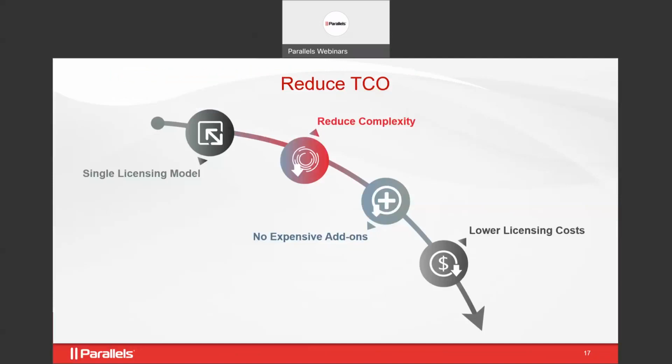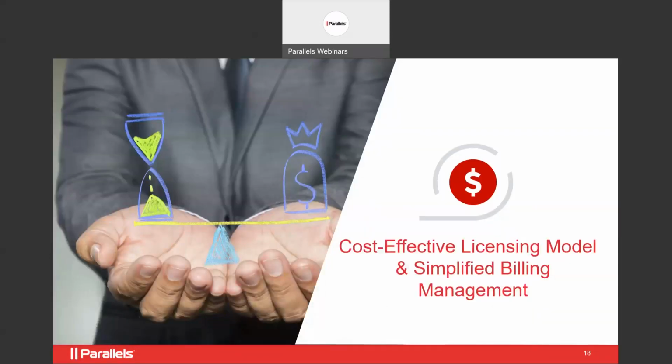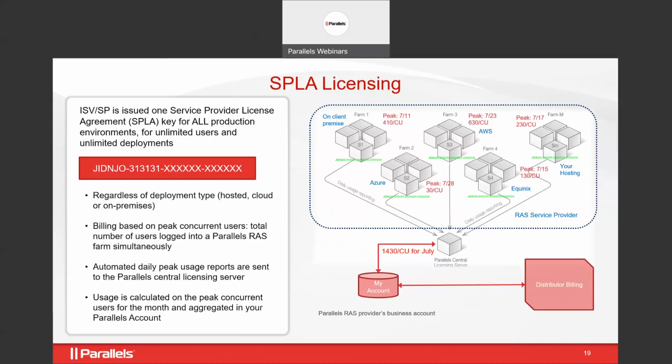From a commercial perspective, as we mentioned before, there's literally no complexity with our license models, no add-ons, one single type of license, and we're going to help you lower your licensing costs compared with our competition. So let's understand a little bit more how our licensing model works. Every service provider is going to have one SPLA license, regardless of the deployment type, if it's hosted, cloud, or on-prem.